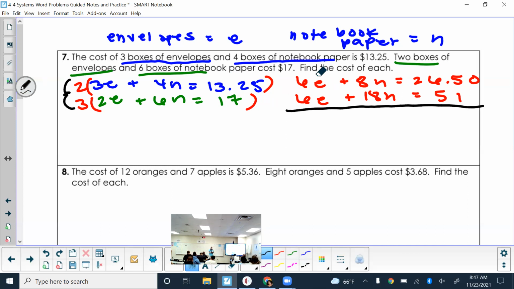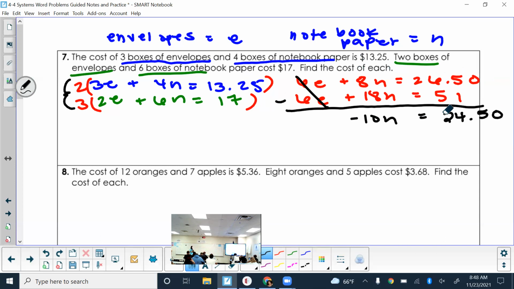Good, because they have the same sign, subtract. So 6e minus 6e is 0. Don't forget to subtract everything else too. Don't just combine like terms. What's 8n minus 18n? Positive or negative? Should be negative. So negative 10n. And then 26.5 minus 51. 24.5. Someone verify that. Okay, great.